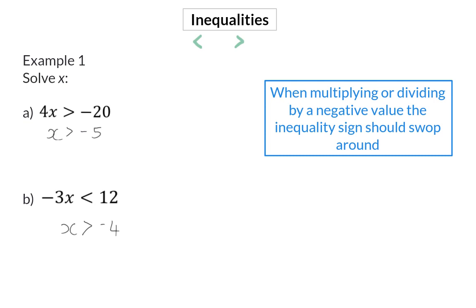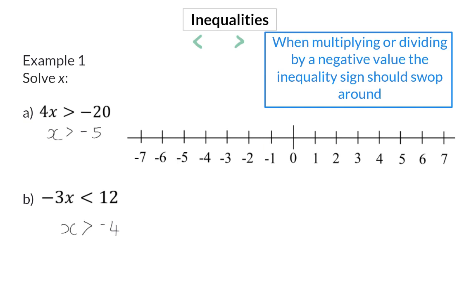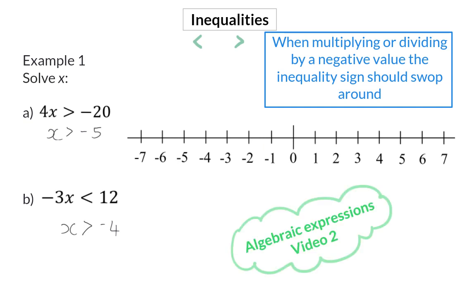So what do these answers mean? In A, x can be anything bigger than minus 5. This means that if x is any value bigger than minus 5, this statement will be true. In video 2 of algebraic expressions, we had an in-depth look at number lines, interval notation, and set notation. You're welcome to have a look at that again. In A, we can indicate that it's not minus 5, so an open circle at minus 5, but anything bigger than that, so anything to the right of minus 5.